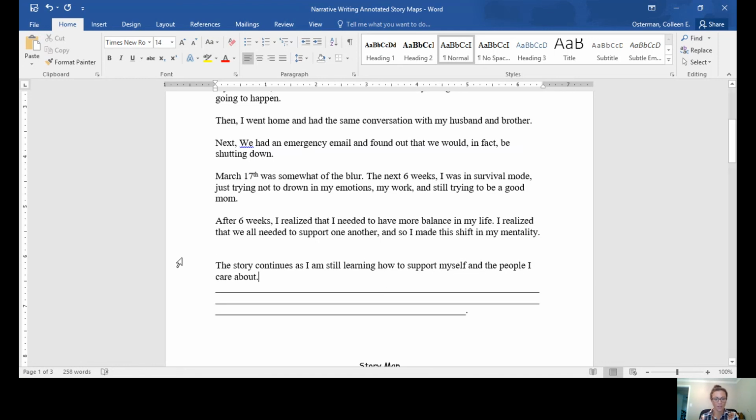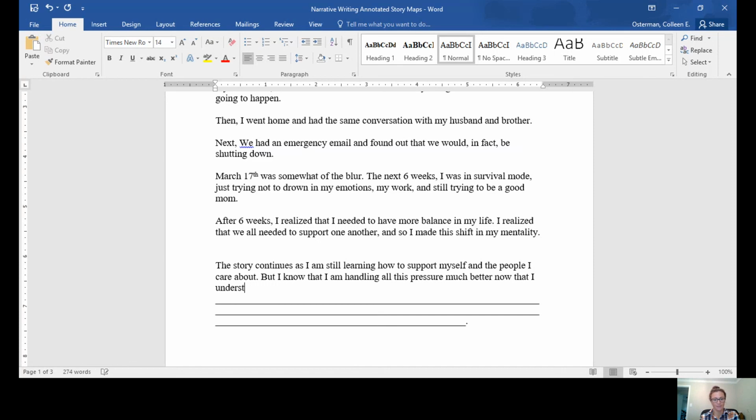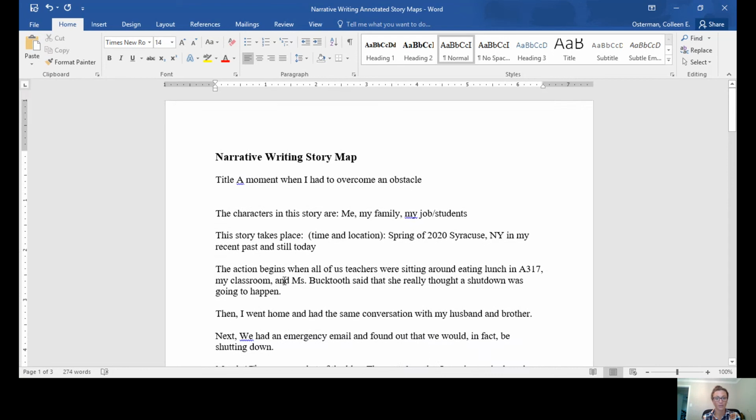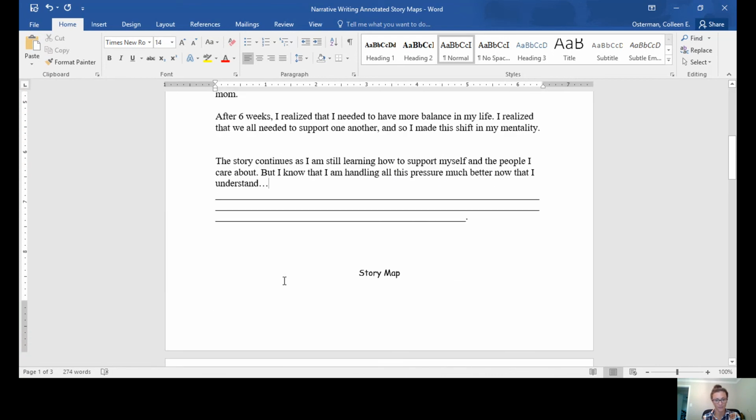So this paragraph will talk about how I'm going to do that. But I know that I am handling all this pressure much better now that I understand. And then I'll go into my resolution, how I might be a work in progress, but I'm continuing to grow and handle the situation. This is the obstacle that was probably one of the hardest things for me to ever do in my life.